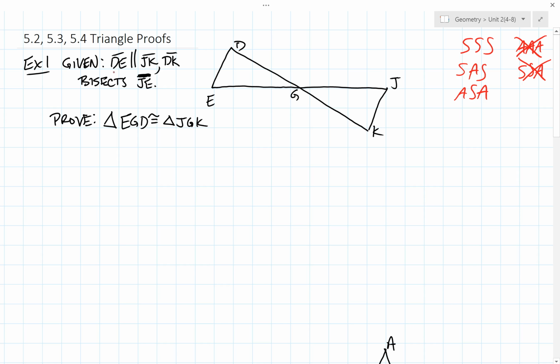So how can I mark the fact that these two segments are parallel? So if we put a line on each one, that shows that those are congruent. So that's not what we're trying to show. We're trying to show that they're parallel. So we have a different marking system for showing that they're parallel.